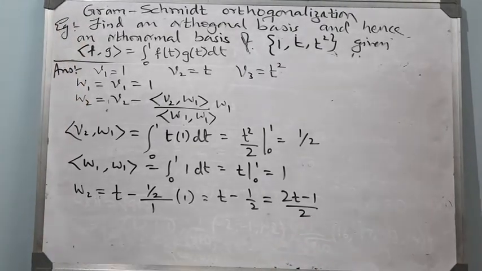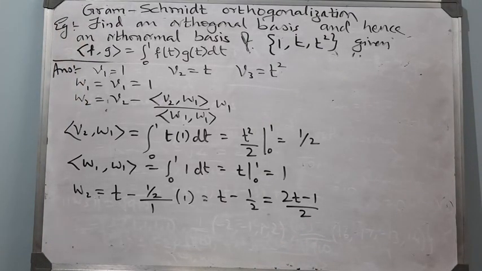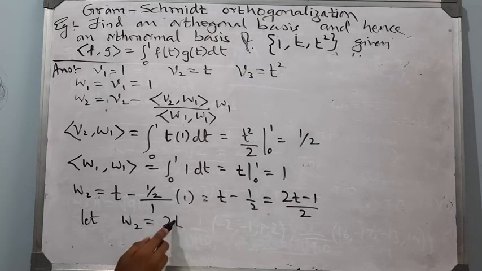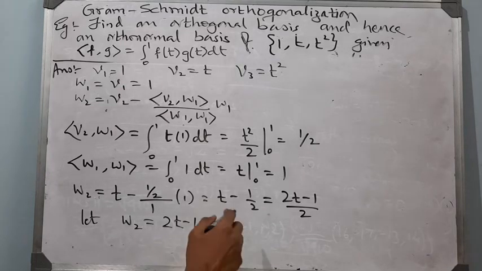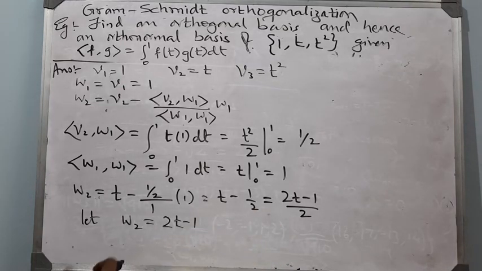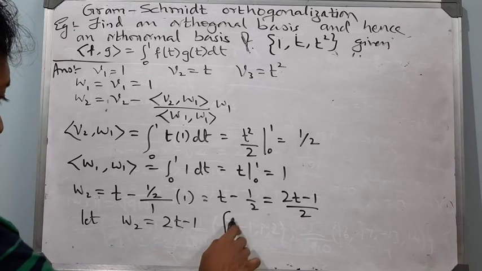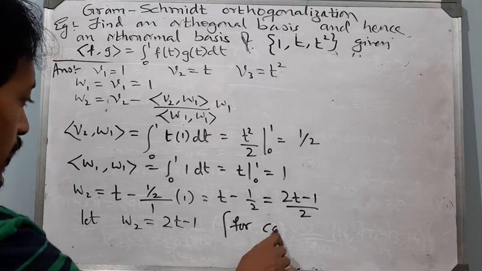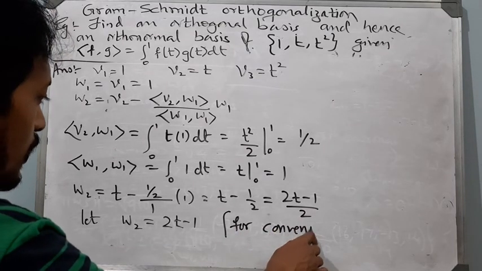or 2t minus 1 by 2. We can avoid fractions by multiplying by 2. That is the LCM. So let W2 equal to 2t minus 1. We can leave out the LCM. This is for convenience in the further calculations.